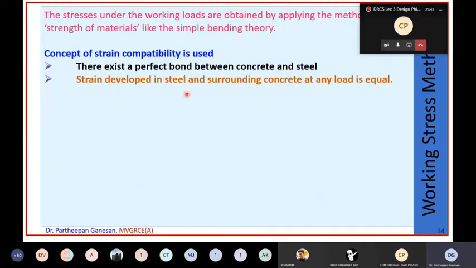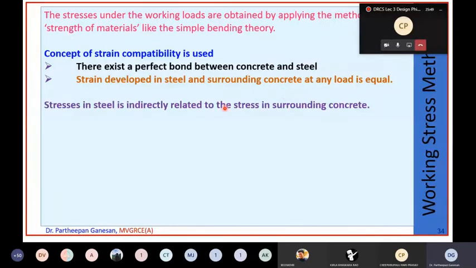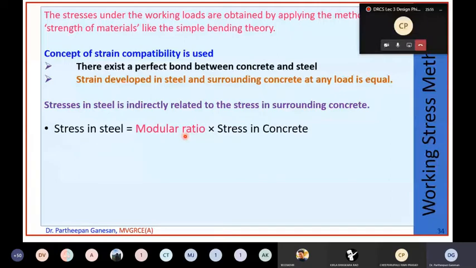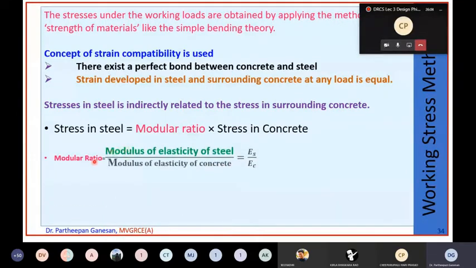Now, strain developed in the steel and surrounding concrete at any load is equal, which I discussed some time back. Now, stress in steel is indirectly related to the stress in surrounding concrete. So, stress in steel is equal to modular ratio multiplied by stress in concrete. If you know the stress in concrete, multiplied by modular ratio, you will get stress in steel. The modular ratio means Young's modulus of steel divided by Young's modulus of concrete. You already know the modulus of elasticity of concrete, 5000 root fck, and the modulus of elasticity of steel, Es, 2 into 10 power 5 Newton per millimeter square. Because you are using modular ratio, this working stress method is also called the modular ratio method. So this is the working stress method.